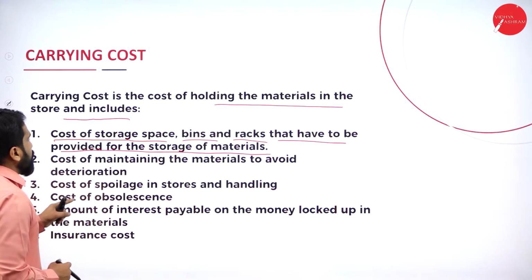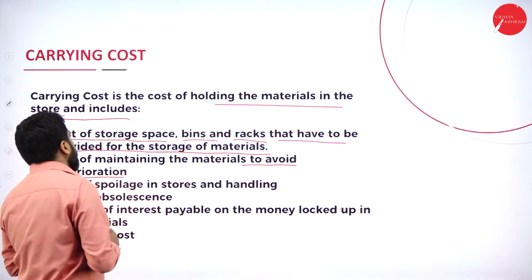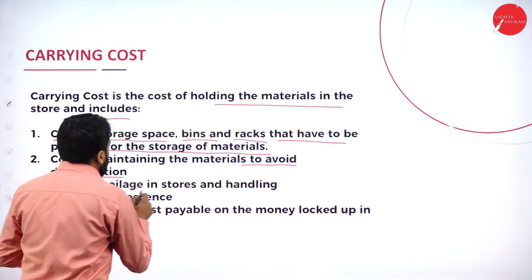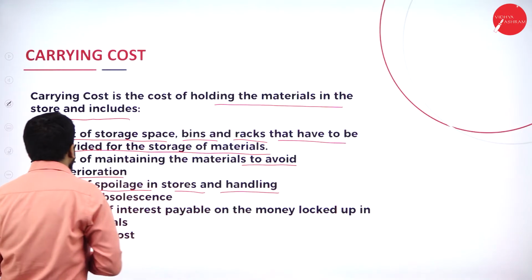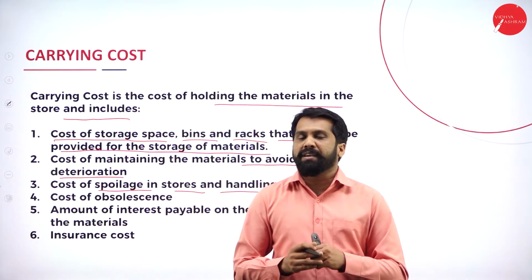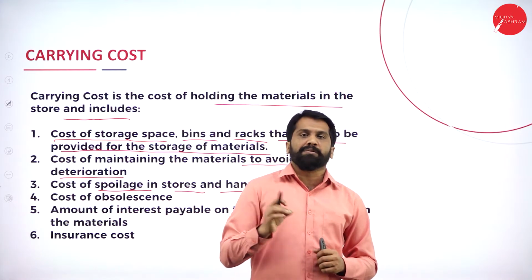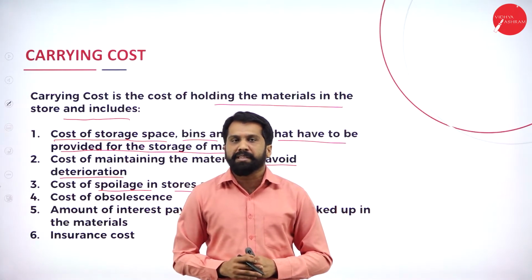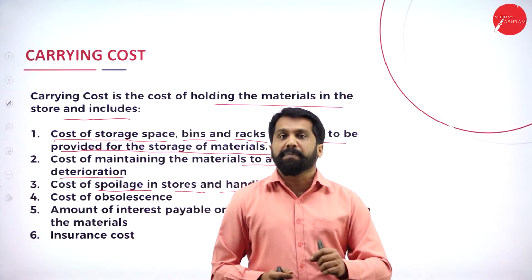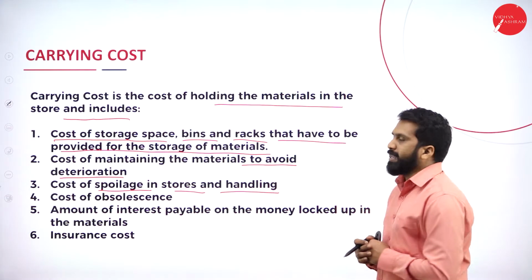Then cost of maintaining the materials to avoid deterioration. Deterioration means it should not perish, you have to keep it safely. Then cost of spoilage in stores and handling. Handling has to be very careful. Like if you are buying a TV or refrigerator, on the box they will mention handle with care. Why? Because there is a glass item. If you fail to handle properly, there may be chances of breakage. Clear? These all we call cost of spoilage in stores and handling.